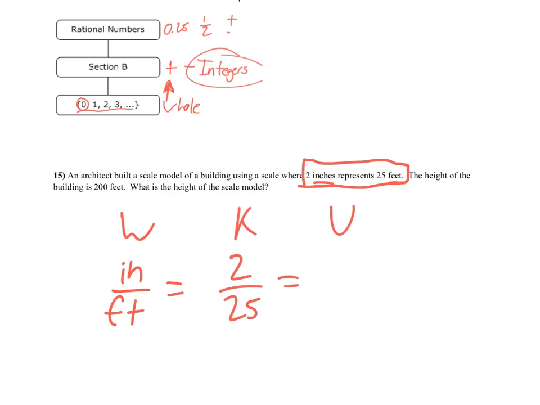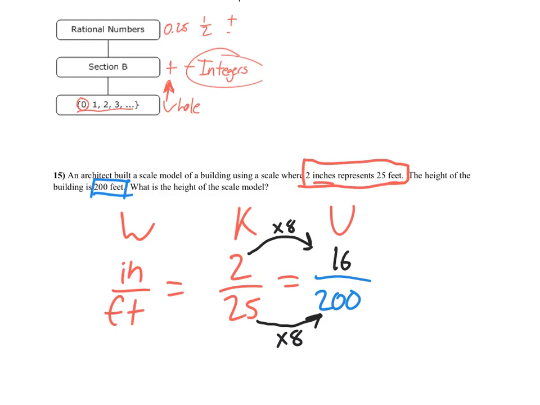What we're trying to figure out is, if this building is actually going to be 200 feet, what is it going to look like on this model? Well, feet is going to go on the bottom, because that's where we already set it up. And from there, it's cross-multiply, divide by the lonely guy. I also try to scale up. You can do 200 times 2, and then divide by 25, or I know that 25 goes into 100 4 times, so it's going to go into 200 8 times. So here, I'm going to also just do times 8. So that model should be 16 inches tall.